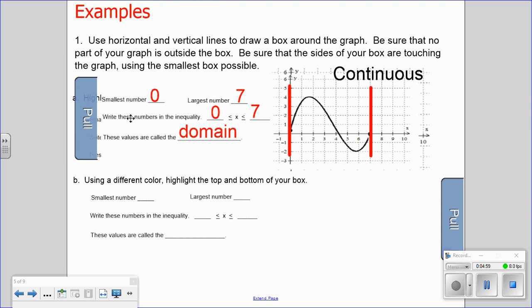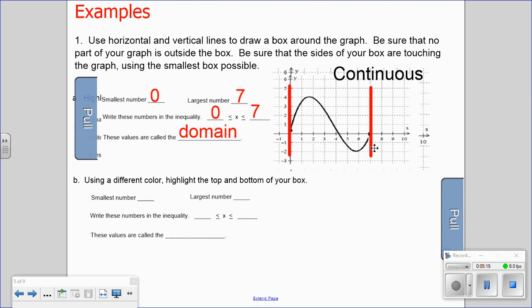We see that our graph starts at 0. We see that it ends at 7. So we want everything that is greater than or equal to 0, but less than 7. Notice that the variable here, the x, is in the middle. And all of these values, because we're looking on the horizontal axis, this x-axis, this is your domain.